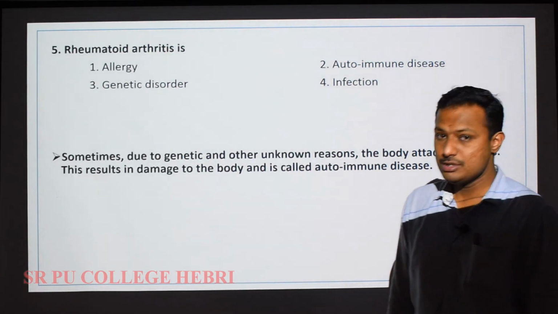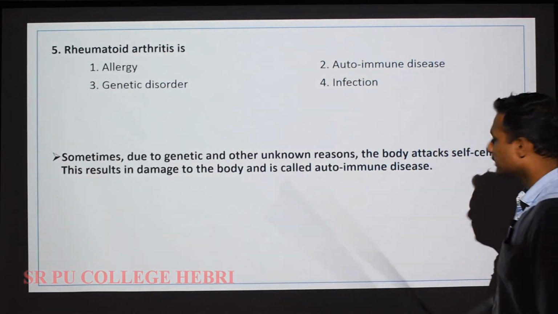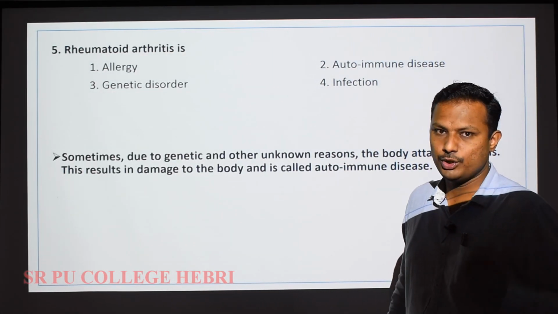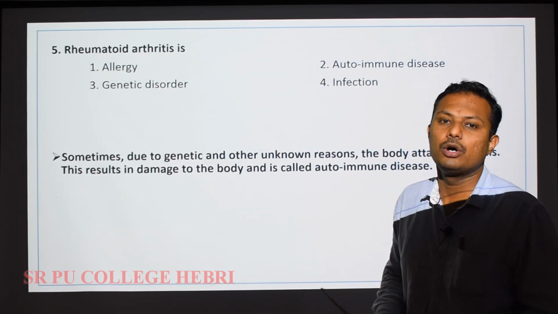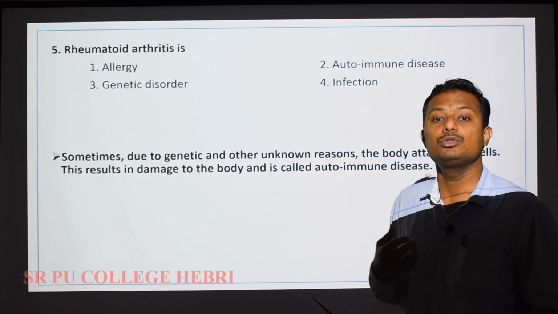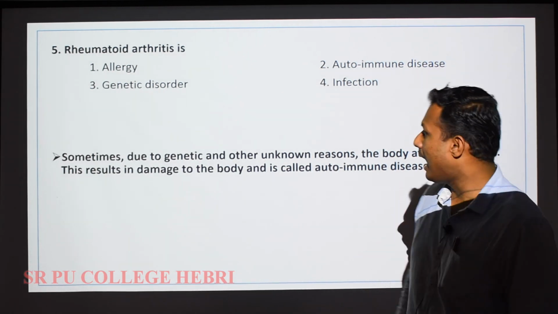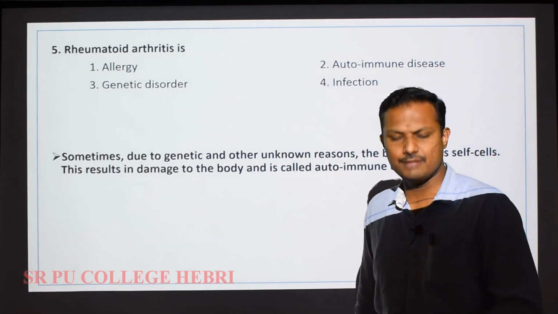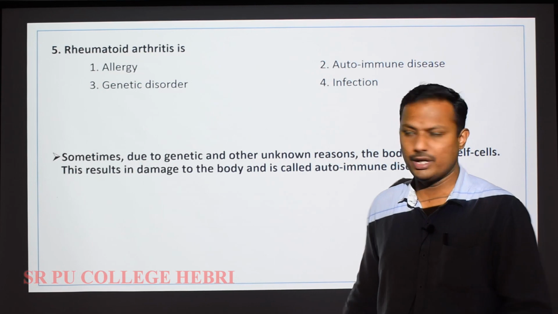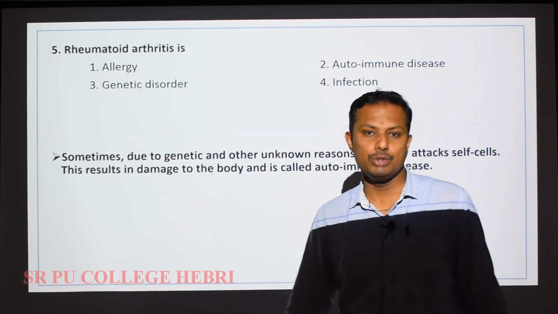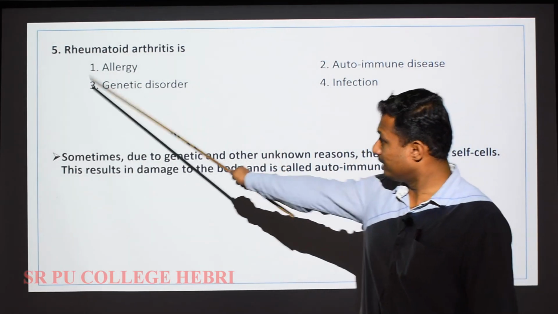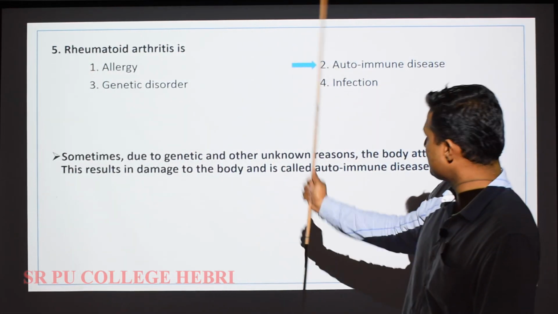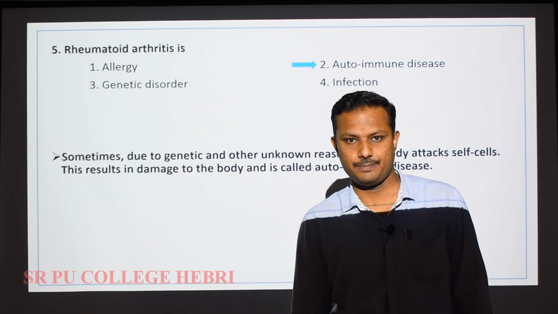Sometimes due to genetic and other unknown reasons, the body attacks its own cells, right? So the immune system of the body is going to attack its own cells, and that is what is called autoimmune disease. And rheumatoid arthritis is one such autoimmune disease. So the answer is autoimmune disease.